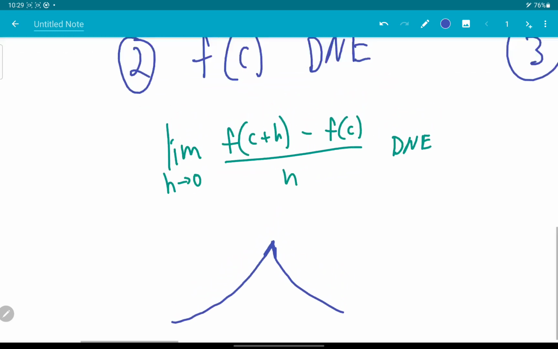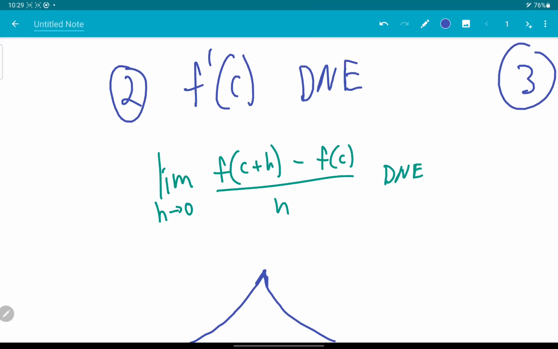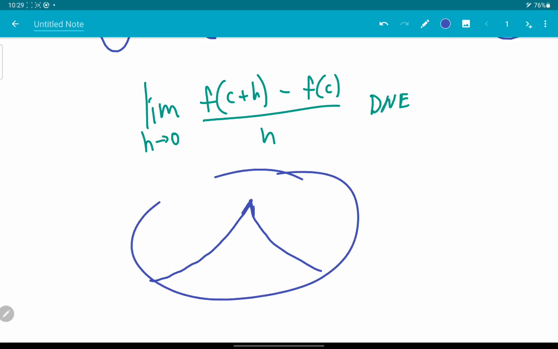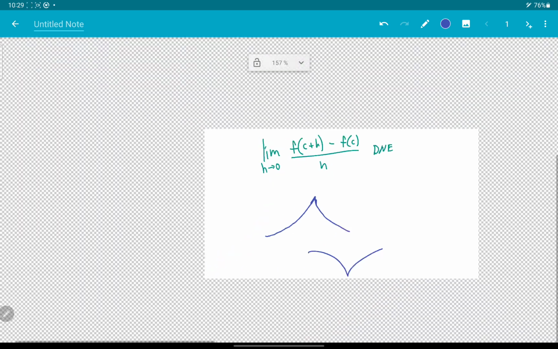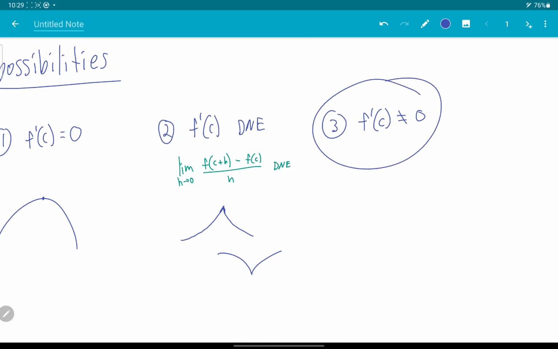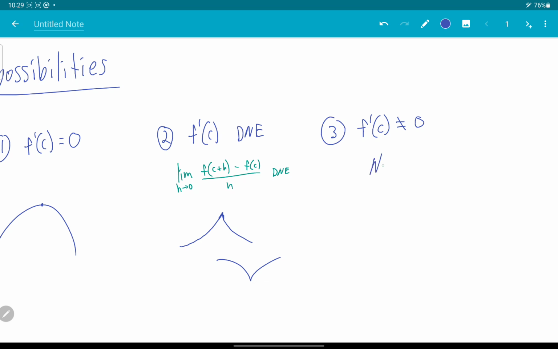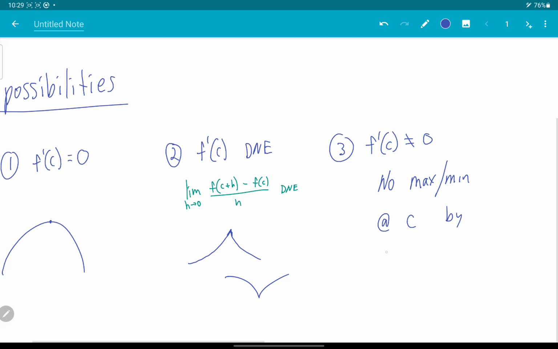So saying that f prime of C does not exist, what we literally mean is that this limit doesn't exist. But it could cause a max or a min. You could have a max like that, or you could have a min like this, and these things do happen. In the third case, f prime of C exists and is non-zero, which is not going to produce a max or a min. So no max or min at C. And this is by Fermat's theorem.